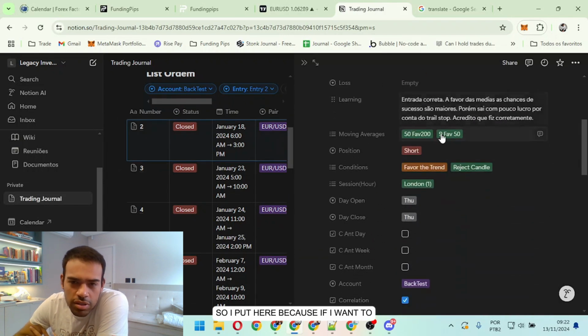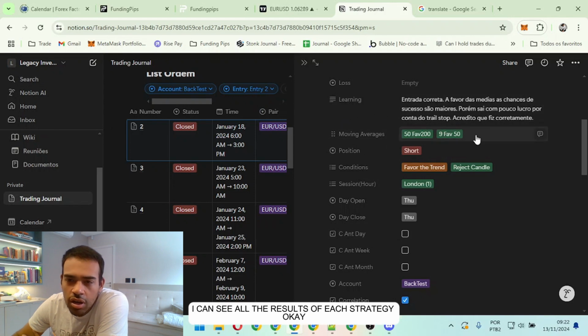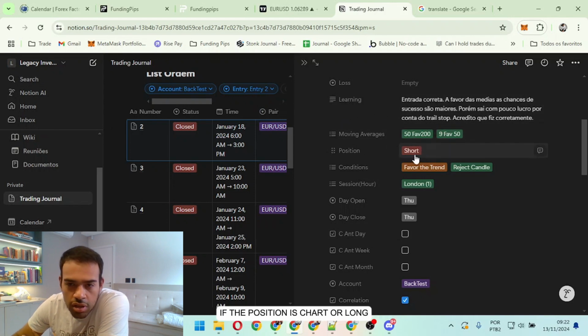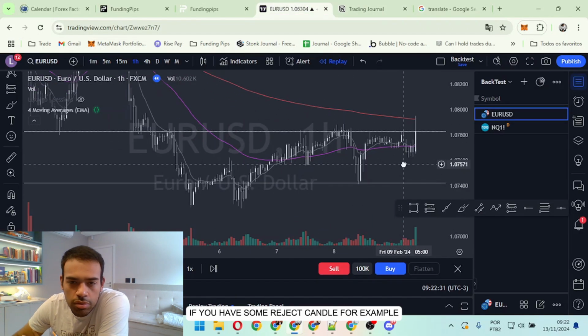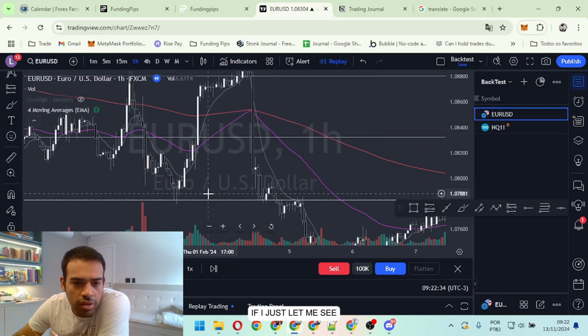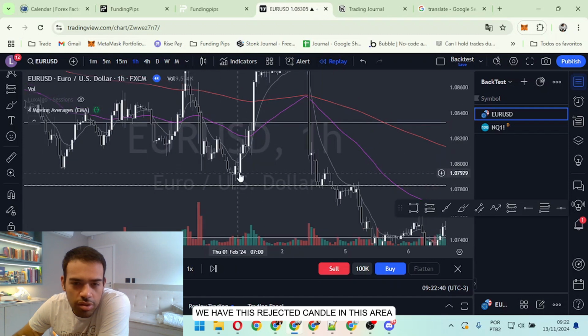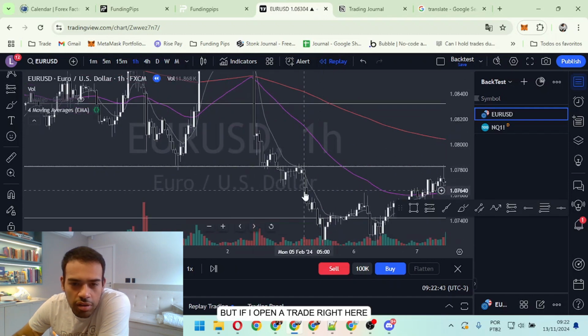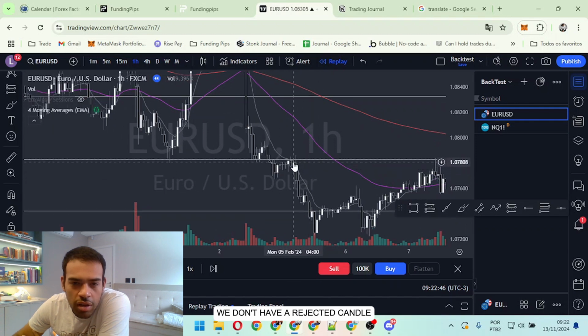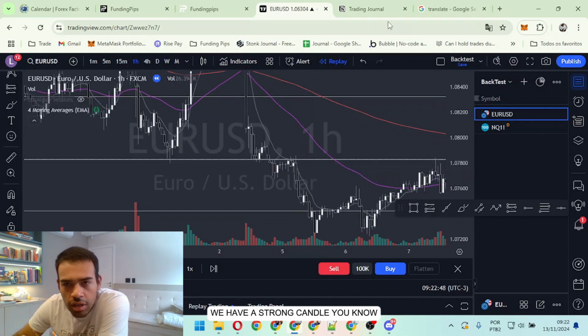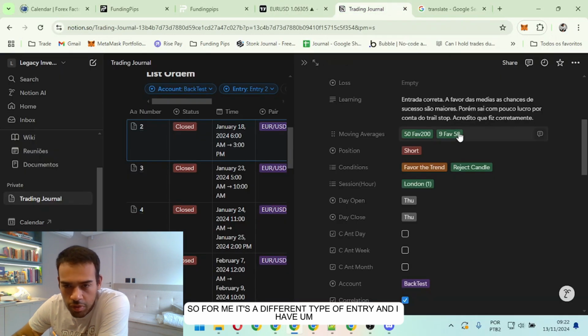I put this here because if I want to add some filters about that, I can see all the results of each strategy. Then there's whether the position is short or long, and I have some market conditions, like whether I'm in favor of the trend, or whether there is a rejection candle. For example, if I open a long position right here, we have this rejection candle in this area. But if I open a trade right here, for example going short, we don't have a rejection candle, we have a strong candle. So for me, it's a different type of entry.